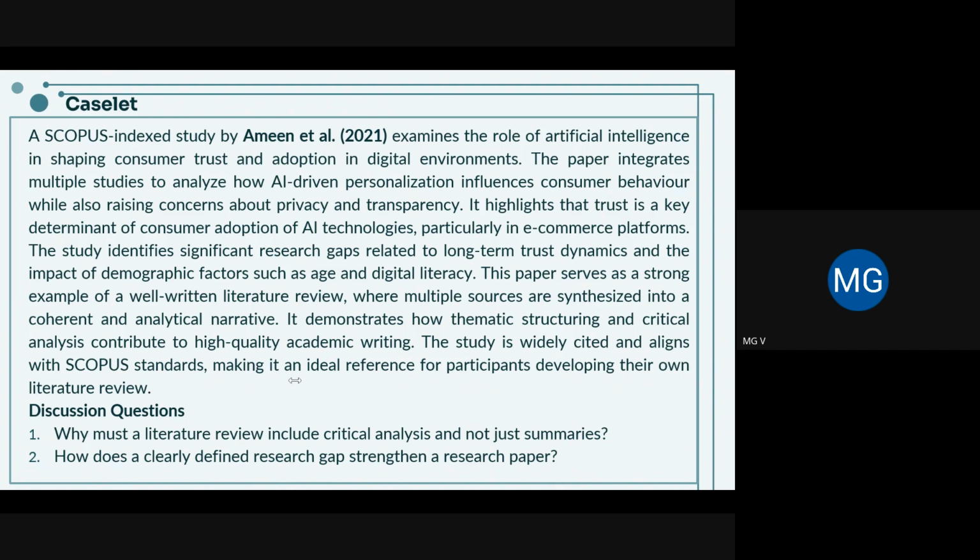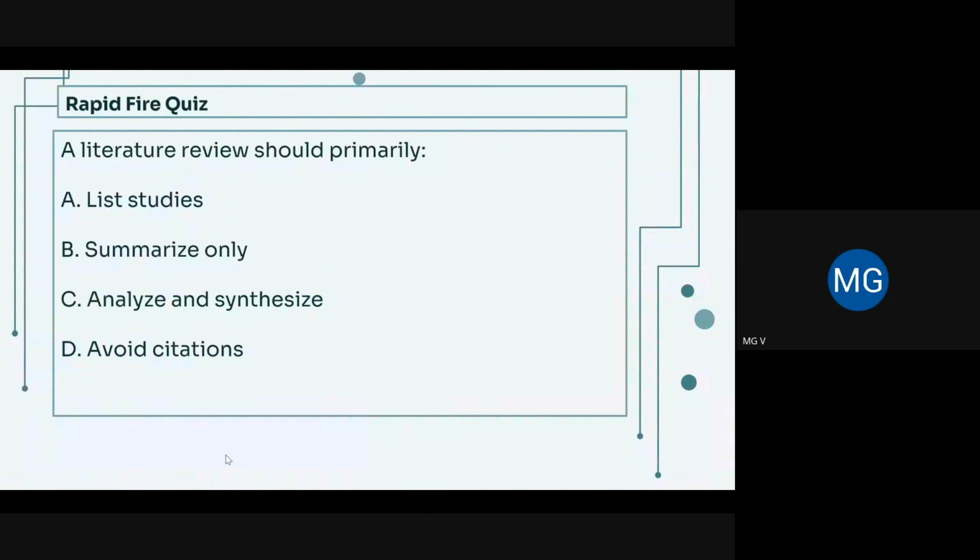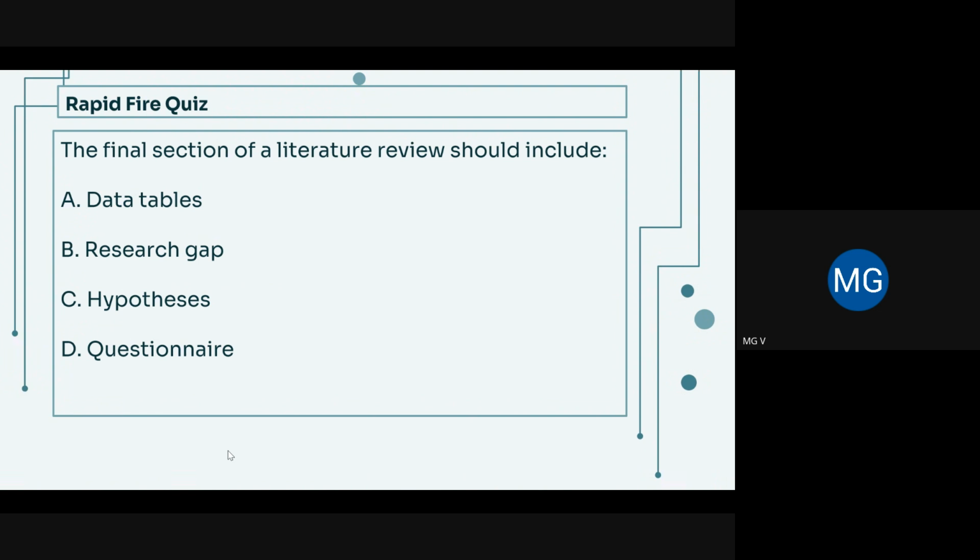How does a clearly defined research gap strengthen a research paper? It justifies the need for the study and guides research objectives and hypotheses. A literature review should primarily analyze and synthesize. The final section of a literature review should include the research gap.